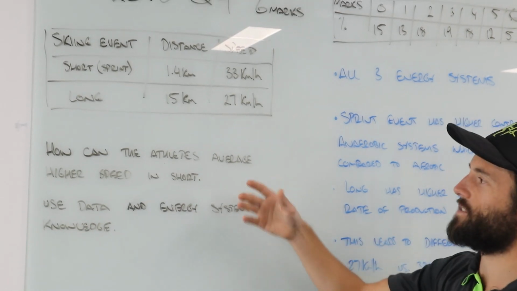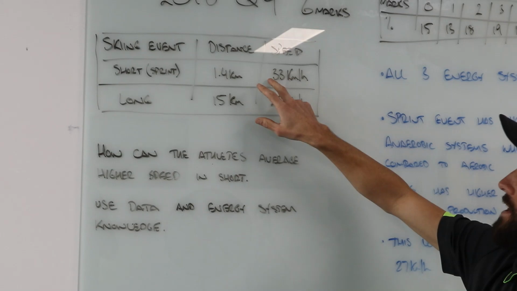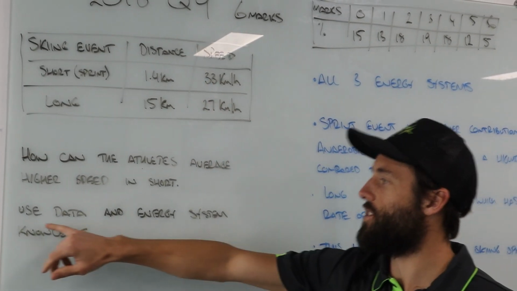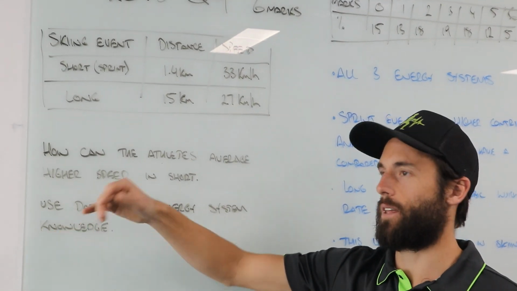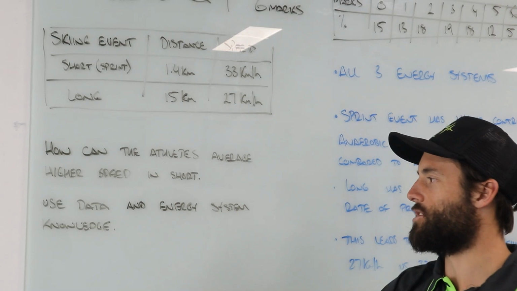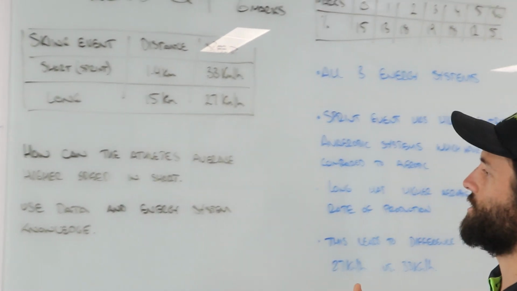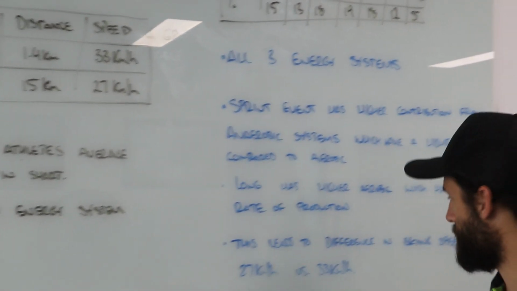The question itself says, how can the athletes average a higher speed in the short event compared to in the long event? Pretty straightforward. And then asks you to use the data. Again, if it says use the data, we definitely need to do that. There's going to be at least a mark in that. And your knowledge about the energy system interplay, right? Basically, that's all we get. So again, there's not a whole lot of direction. We just need to use our knowledge about energy systems and use some data.